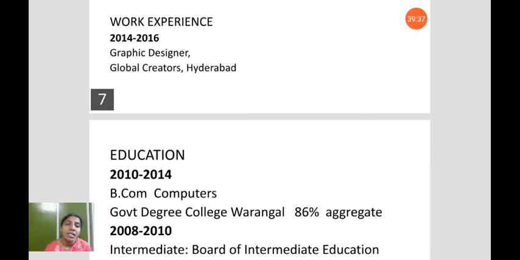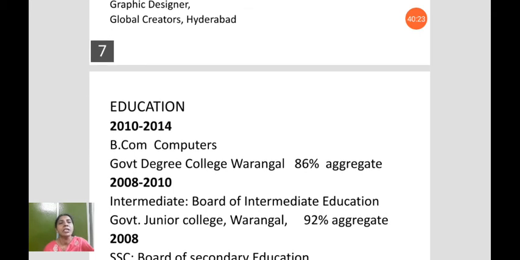There we have listed some other one, software developer. Okay, software developer in Persistent Systems, Hyderabad. That was the work experience there. Here, already in the advertisement he has said the word relevant. So the relevant is graphic designing in Global Creators Hacker.